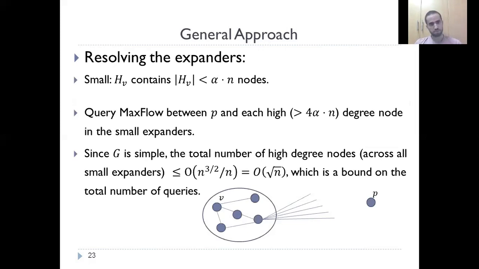Now, let me tell you how we are going to handle each of those expanders. For small expanders, we simply query the maximum flow between P and each node of high degree, in this case more than 4 alpha n, in the small expanders. Now we observe that there could be at most square root n nodes of high degree in small expanders. And the reason is that G is simple, and so each node of high degree in a small expander must contribute a big chunk of its degree to the number of edges that are outside of the expanders. We know that this number is n to the 3 over 2. So this is how we get square root n.